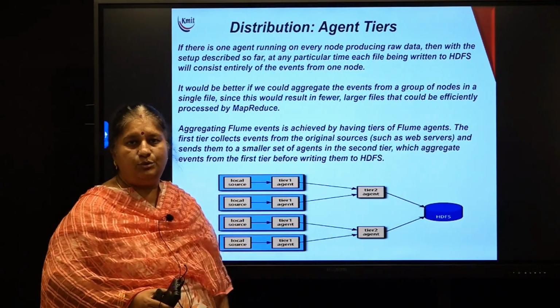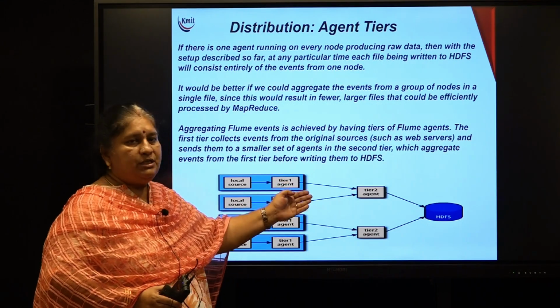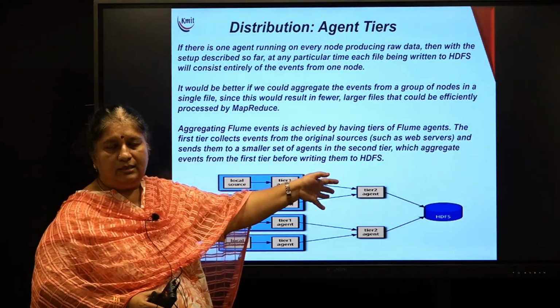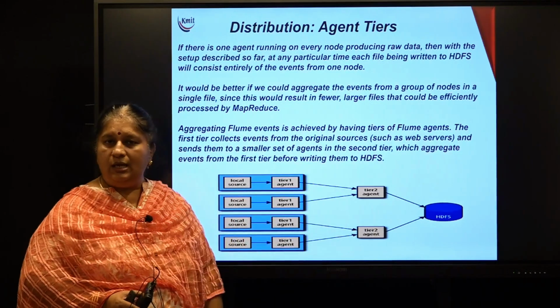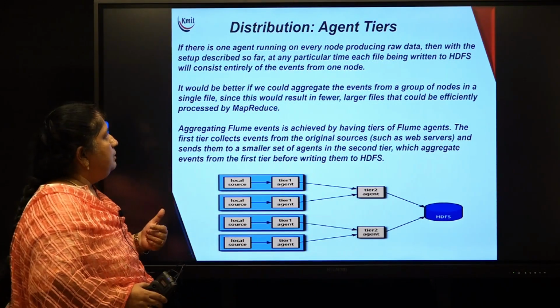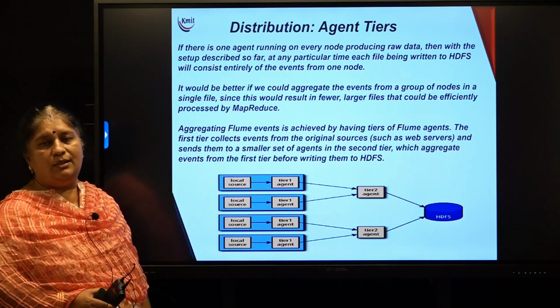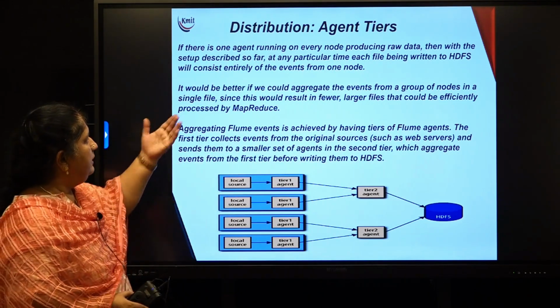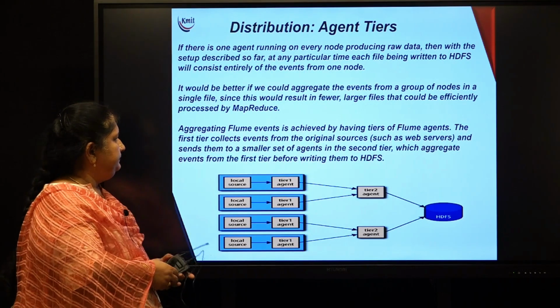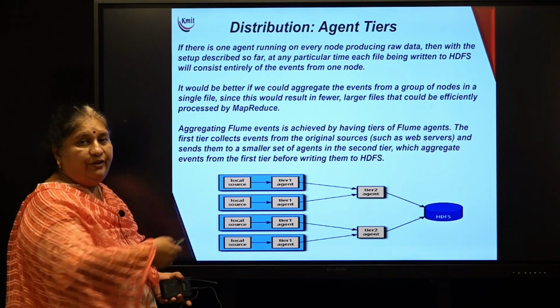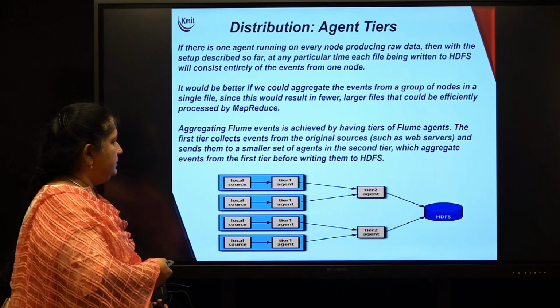We call them tier 2 agents. Then tier 2 agents might segregate and pass it on to tier 3 and so on. Finally, they reach the sink. So, whenever you are working with multiple levels of agents, we call them tiers of agents or agent tiers. And Flume works very well with agent tiers.